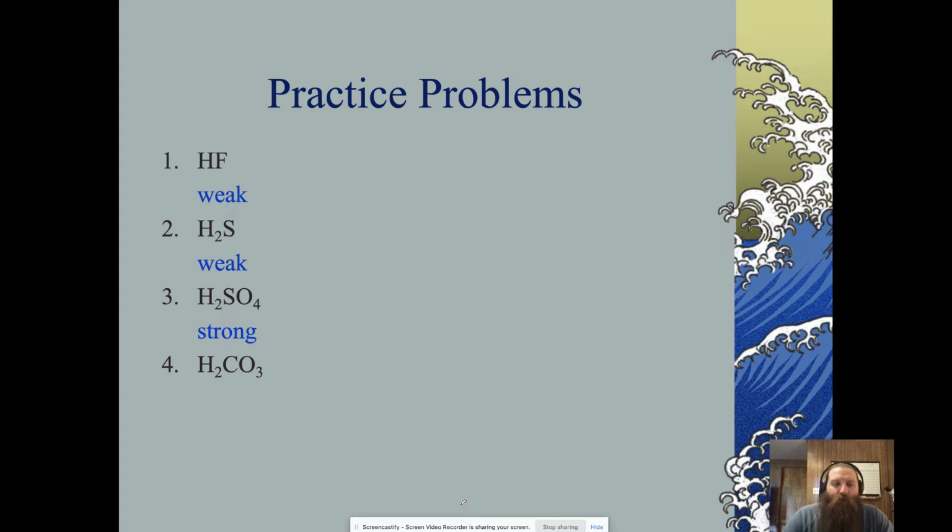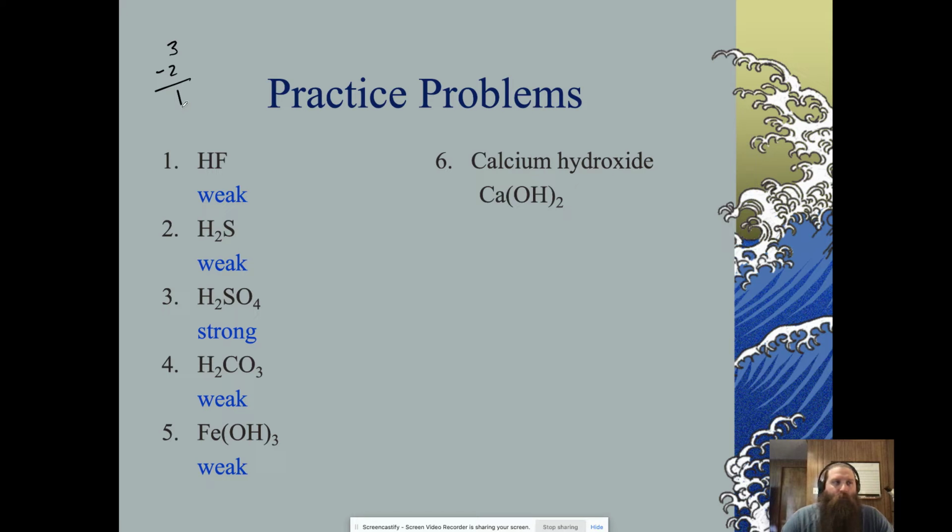That's the H2CO3. All right, here we go. I have 3 oxygens. I have 2 hydrogens. That's 1. 1 is less than 2, so that's a weak acid. Iron hydroxide. All right, iron is not an alkaline earth metal or an alkali metal, so it must be weak. There we go. Calcium hydroxide. Well, calcium is a group 2 compound, right? So it must be strong.